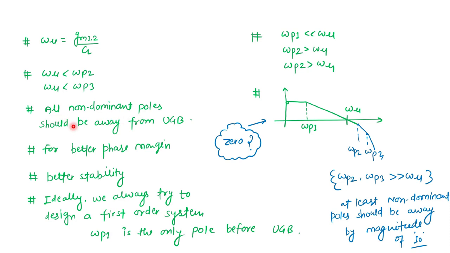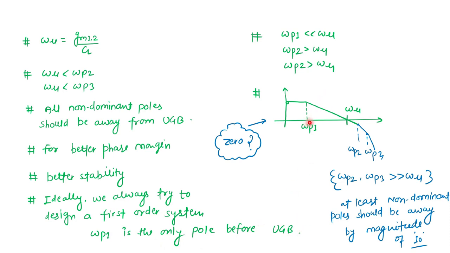So all non-dominant poles should be away from UGB. That is the point of our design, for better phase margin and better stability. So ideally, we always try to design a first order system at least around the omega UGB, so omega p1 is the only pole at least around omega UGB, so that we can have a better phase margin. Now, what we are seeing in this structure is that omega p1 is the only pole before UGB.